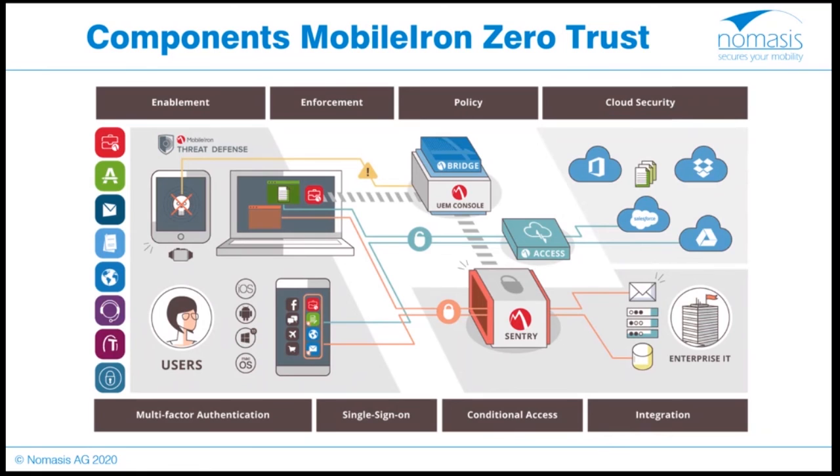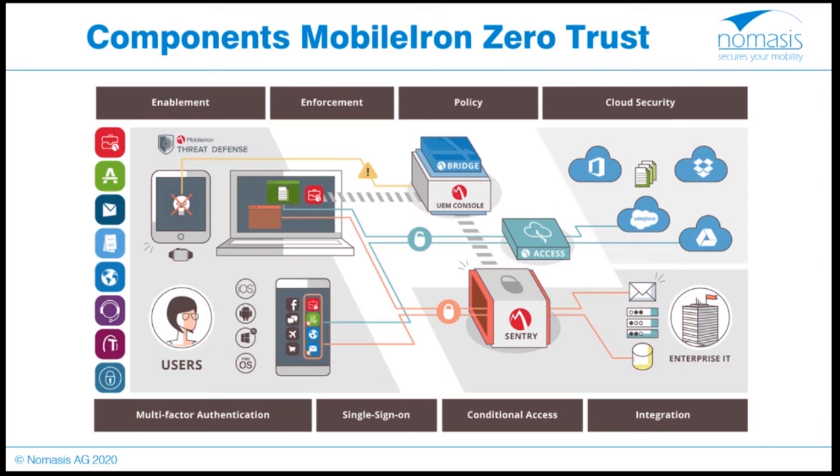Another view, also to see which components are involved. This is, of course, a bit dependent on whether you are on-premise, in cloud or hybrid, but basically this shows all the components that are actually needed, or which you use already today if you have Mobile Iron. So you see on the left side, we have the enablement. A user needs to register, the device needs to be in compliance. We enforce that, we give policies.